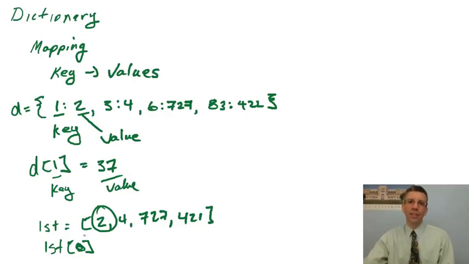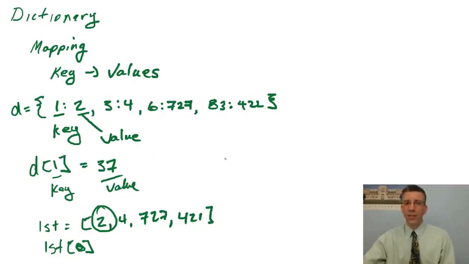Okay, what's the difference? In a list, the indices are fixed, right? The first element is 0, next one's 1, then 2, then 3. If I use append operations, I'll get 4, 5, and 6. So the keys are always numeric in a list, and they always go in order. So I can use the list index function basically to get back the key, right? A dictionary has no such constraints. You notice that I have a key 1, 3, 6, and 83 here. I didn't need to use consecutive numbers.